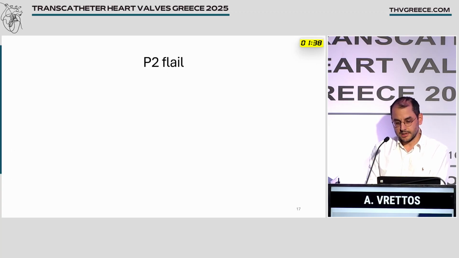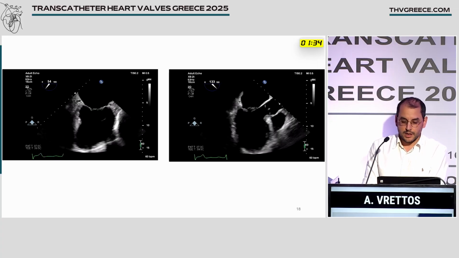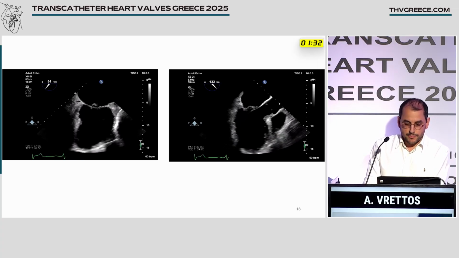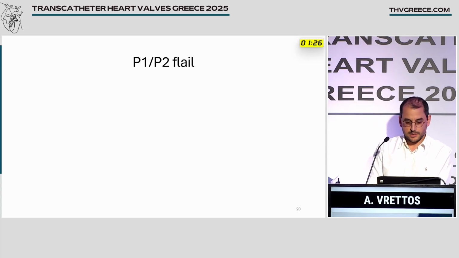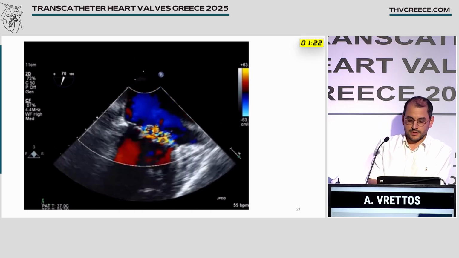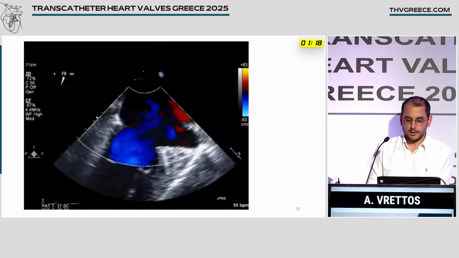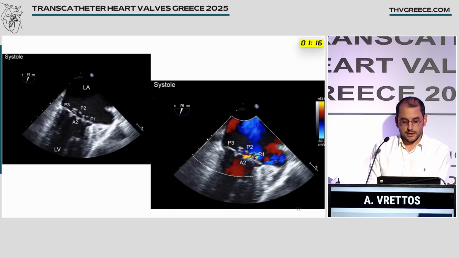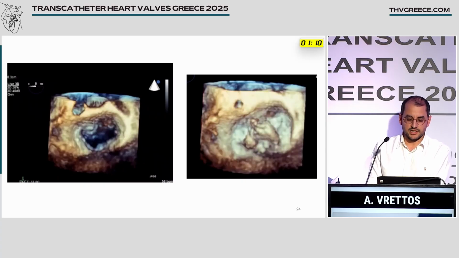Let's see some examples. This is a typical P2 flail. You have rupture of a primary cord here, leading to flailing and a very eccentric anteriorly directed jet. This is a slightly more complicated anatomy where you see, in the mid-esophageal commissural view, something coming from the lateral side of the valve as well as the central part. So P1 and P2 probably jets. You move on to the orthogonal view and you see this eccentric anteriorly directed jet.